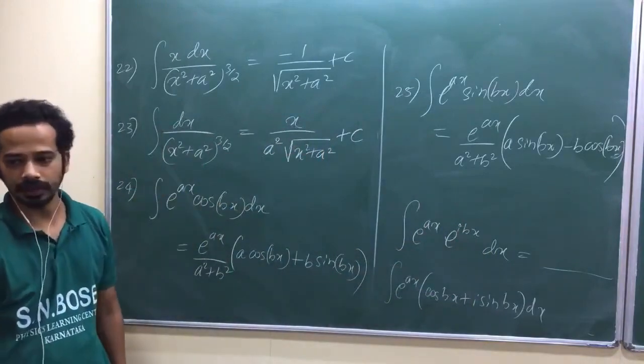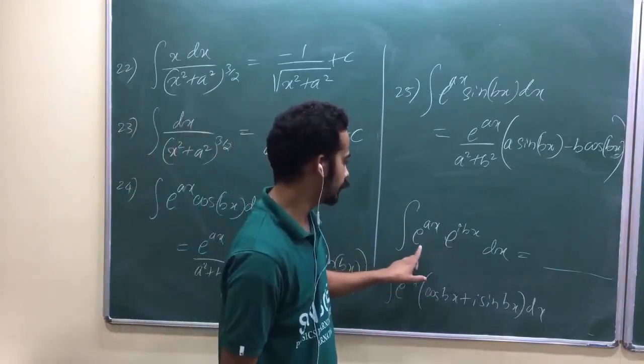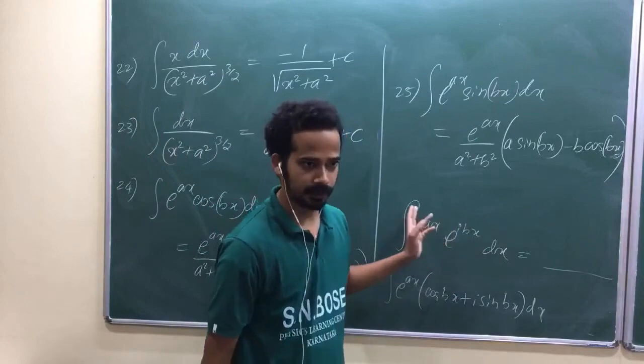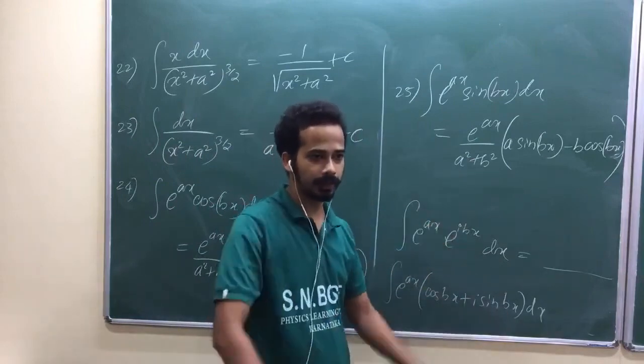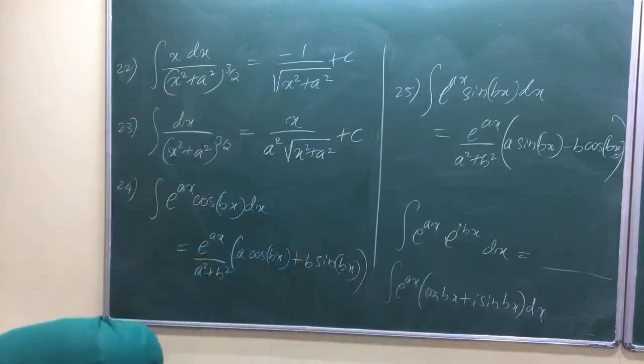Is that okay? Using this idea, I hope you got the idea. Do this one as an exponential, e power ax plus ibx. Do it as an exponential, then try to separate into real and imaginary parts. Okay, that's the best idea.